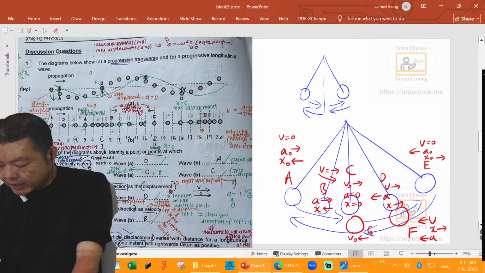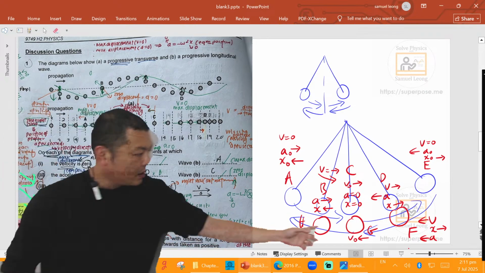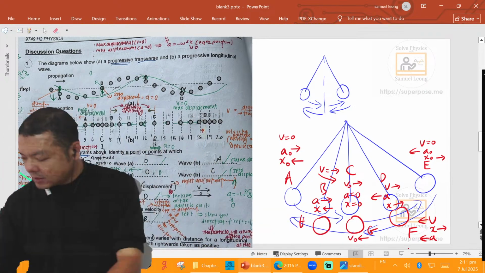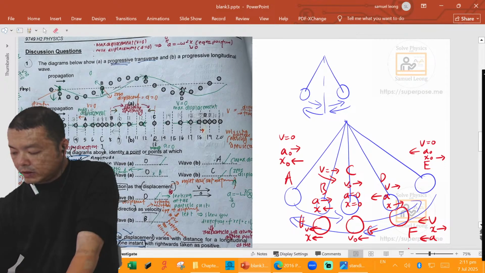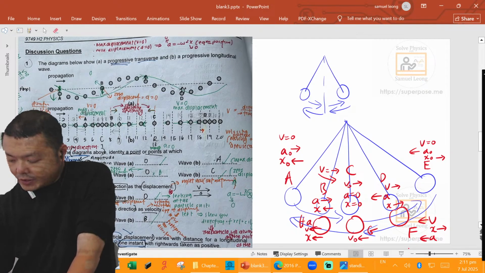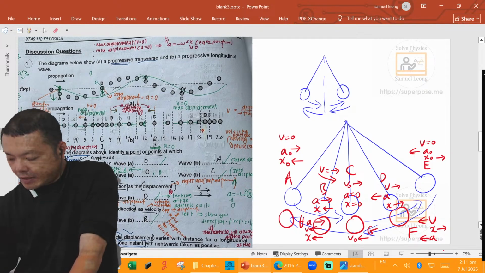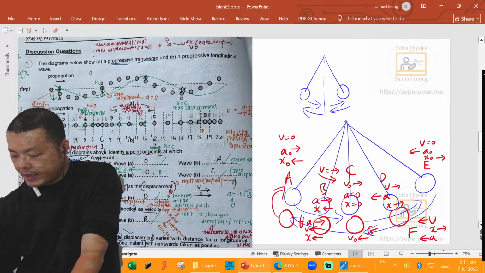Then there's this G, then H, position H. So position H is when this thing is going upwards like this, okay? So the displacement is to the left, the velocity is to the left, okay? And the acceleration is pointing towards the right. Then at the very end, right, it resets to A again.